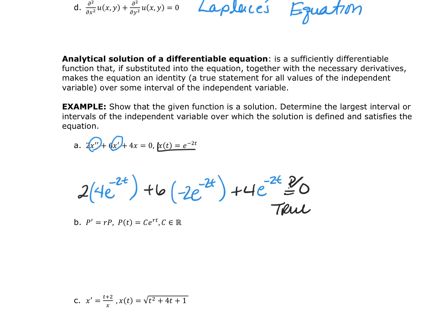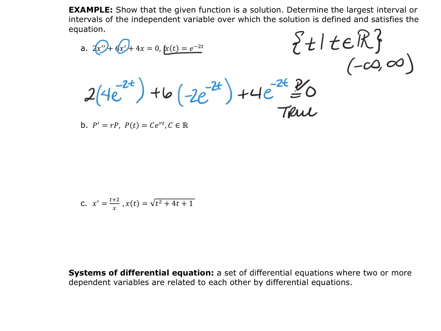If you're going to use set builder, you would have the squiggly bracket, the t, such that t belongs to the real numbers, element of the real numbers, or you can go from negative infinity to infinity. So I'm good with either one. Now let's take a look at my next example here.